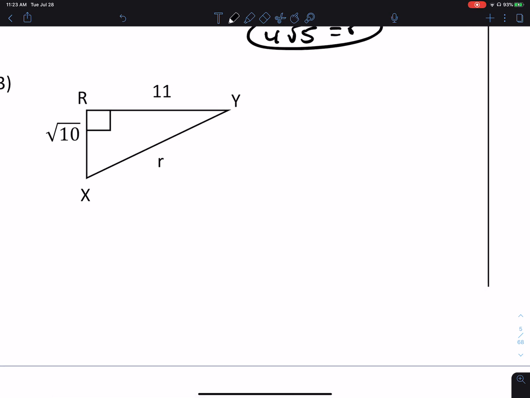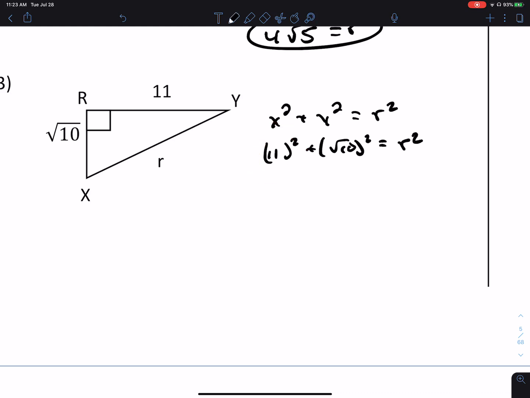Pythagorean theorem. I don't recognize this as a Pythagorean triple. In fact, it couldn't be. This is not an integer, not a whole number. X squared plus y squared equals r squared. X, I'm going to call the horizontal length, which is 11. Y, I'm going to call the vertical length, which is square root of 10. Don't know what r is.